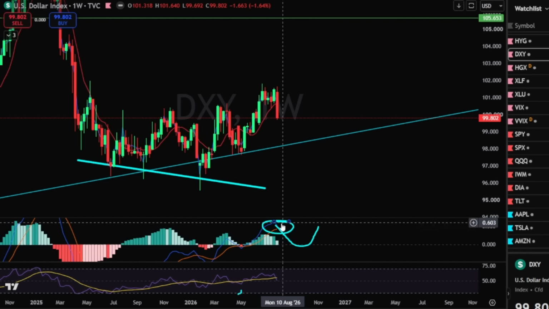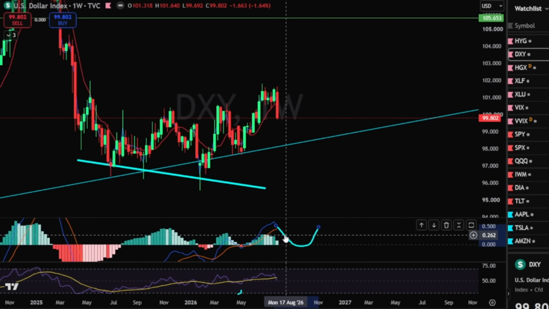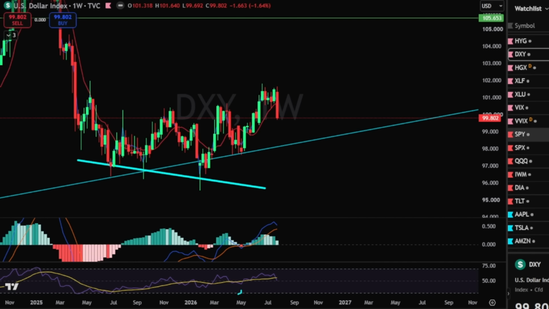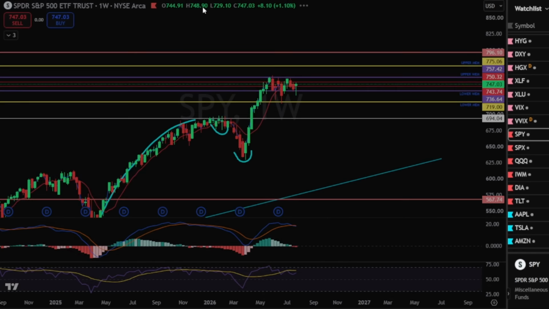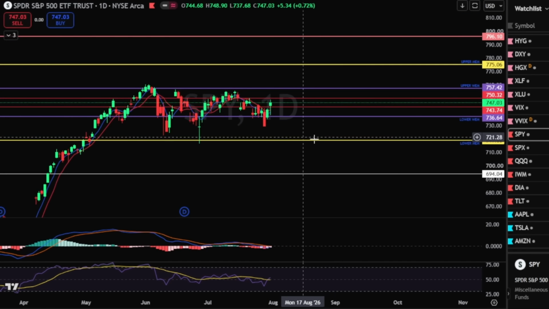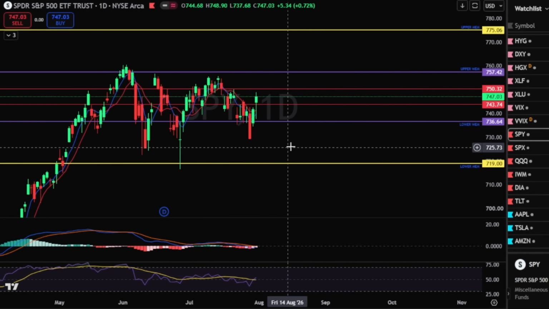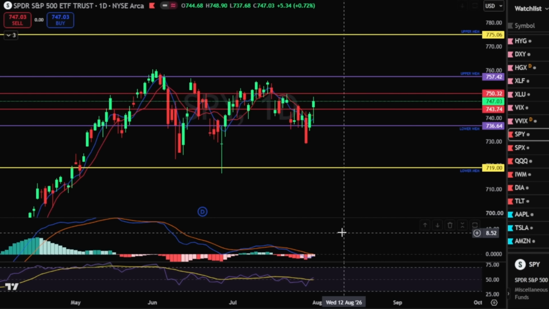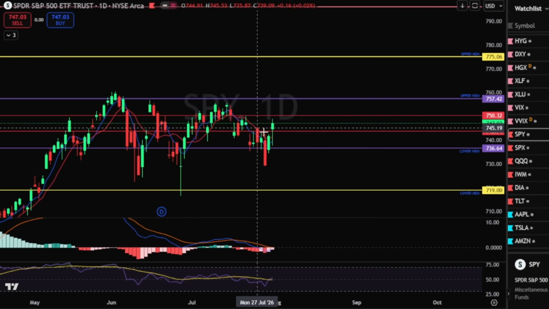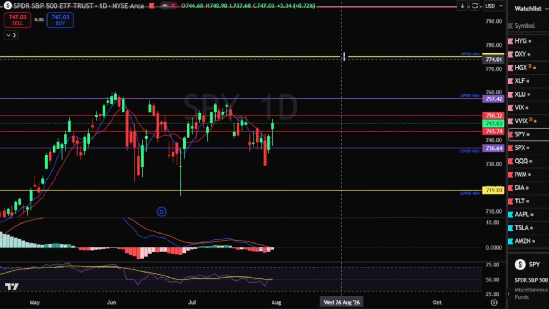But for now, we would just say that if the dollar's first move here is more likely to be down, then the SPY's next move is more likely to be up. And that means that we need to be watching very carefully for the daily confirmation to the upside, because it can be very simple. If the daily confirms here, we can start to target that monthly expected move.